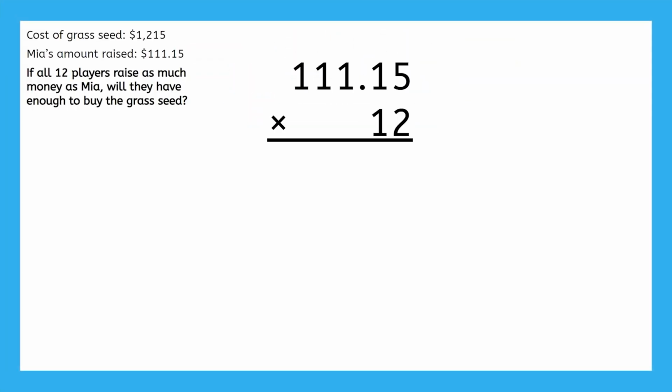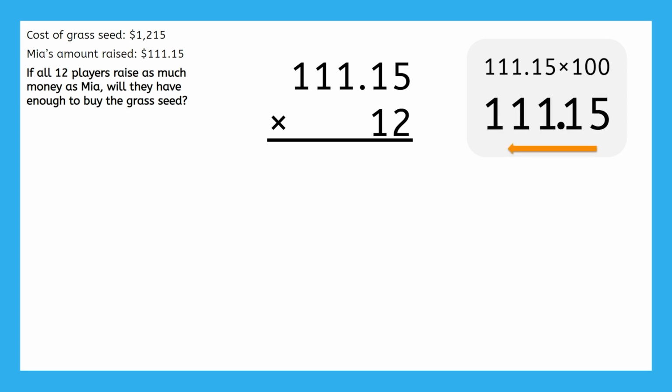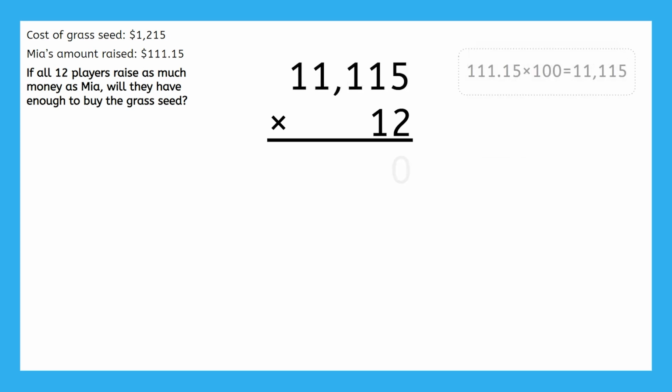After arranging the numbers vertically, we need to multiply 111 and 15 hundredths by 100 so that its digits will shift 2 place values greater, making it a whole number. Now we multiply. 2 times 5 is 10. 2 times 1 is 2, plus 1 is 3. 2 times 1 is 2. 2 times 1 again is 2. And 2 times 1 again is still 2.